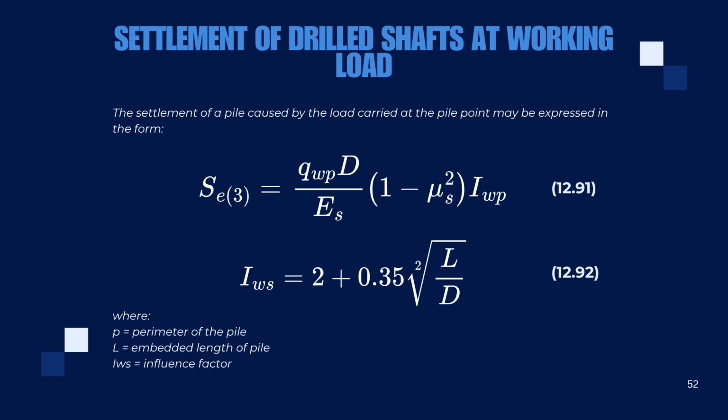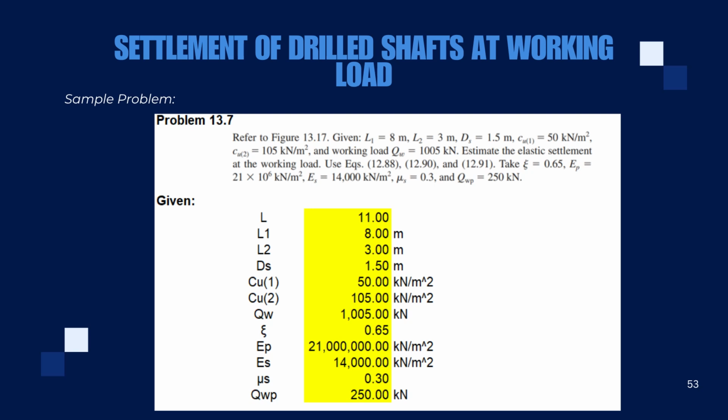So the shaft load settlement of a pile caused by the load carried along the pile shaft may be expressed in the form Se3 is equal to Qws times D all over Es times the quantity of 1 minus mu s squared times Iws, where Iws is equal to 2 plus 0.35 square root of L over D, where p is the perimeter of the pile and L is the embedded length of the pile, while Iws is the influence factor.